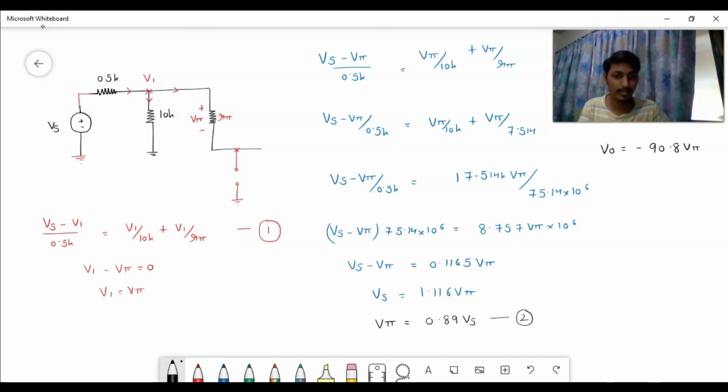Substituting in equation 2 the V pi value, V0 equals minus 90.8 times 0.89 Vs, which is minus 81.32 Vs. So we have got the final answer as minus 81.32. So this is our final answer, V0 by Vs. We will also denote it as Av, which is nothing but our voltage gain, minus 81.32.